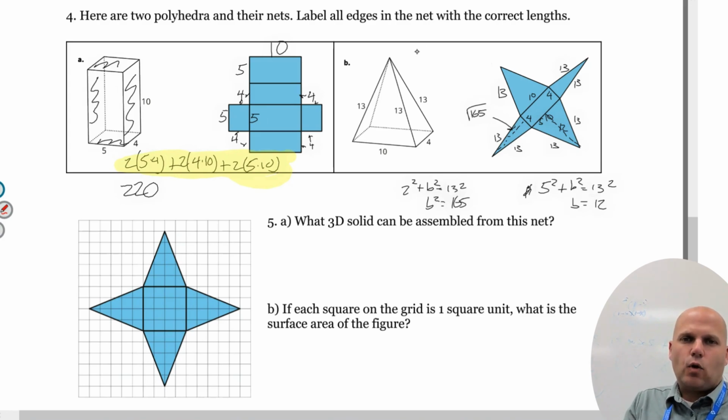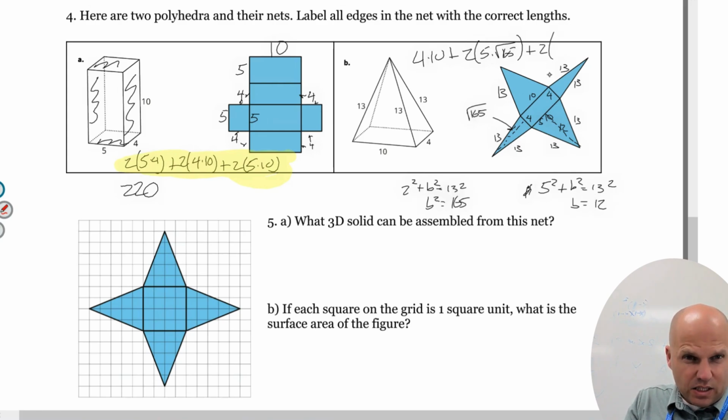Anyways, you'd have a 4x10. You'd have 2 half your base times your height. And then you'd have 2 half of your base, half of your base 5. This was 12 times the height 12. And then 2 half the base was 2. And then the height was root 165.